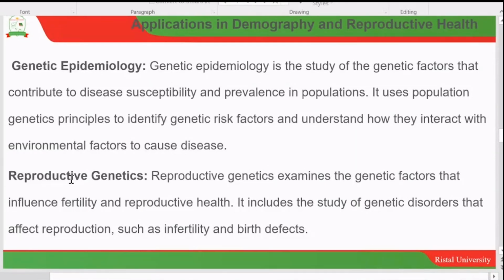But also, there is what we look at in regard to reproductive genetics. In reproductive genetics, we examine the genetic factors that influence fertility and reproductive health. And it includes the study of genetic disorders that affect reproduction, such as infertility and birth defects. So there are certain birth defects, first like ectopic pregnancies.